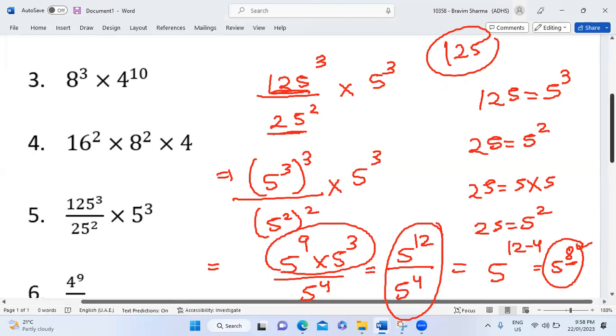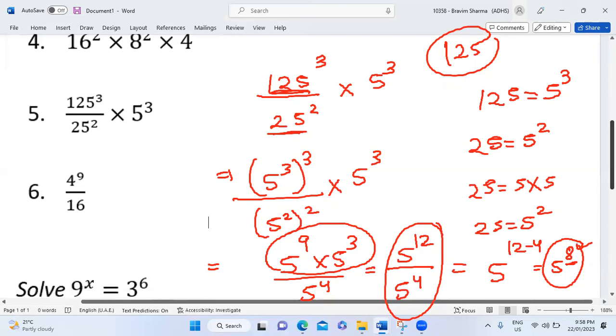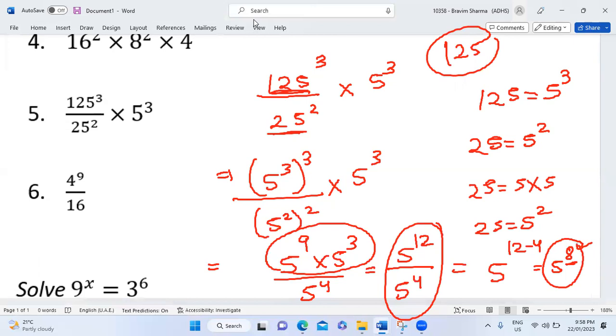Okay. So there is one more question, number 6. I am leaving this question for you. You can try it. Now the same concept, we have learned how to make the bases the same.